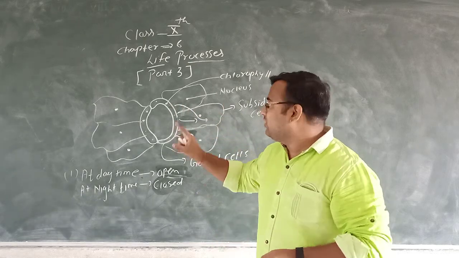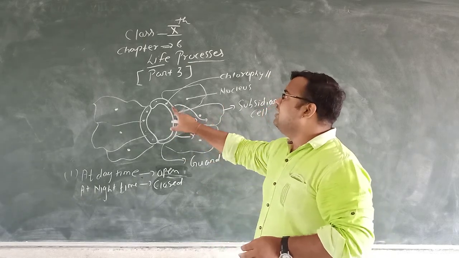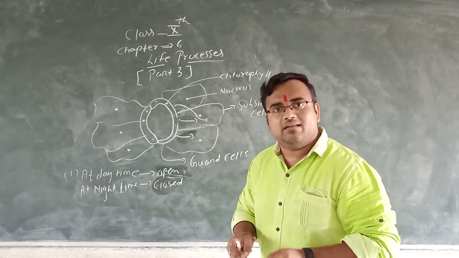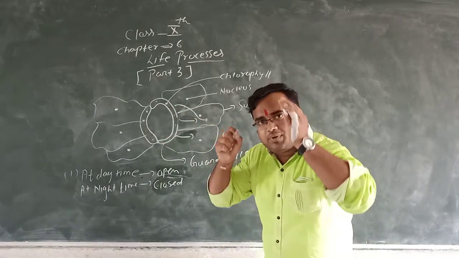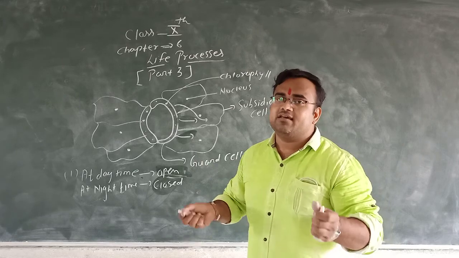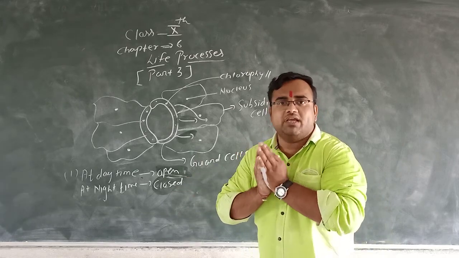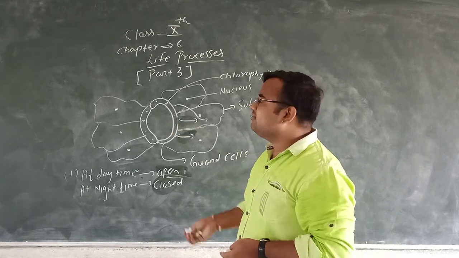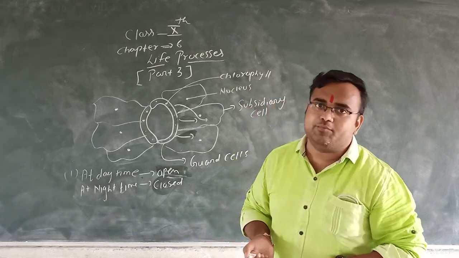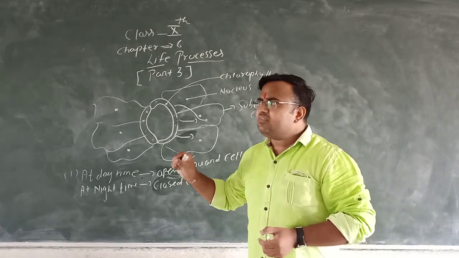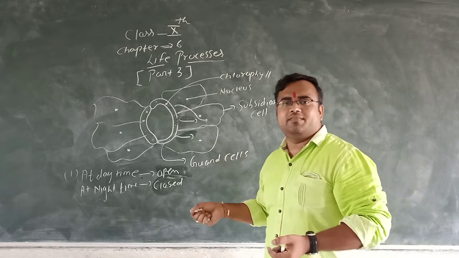If the water moves towards the subsidiary cell, the pressure on the guard cell decreases. If the pressure on the guard cell decreases, then the guard cell will shrink. Therefore, the stomata are closed at night time. Okay. See, this is the general case for the general plants.